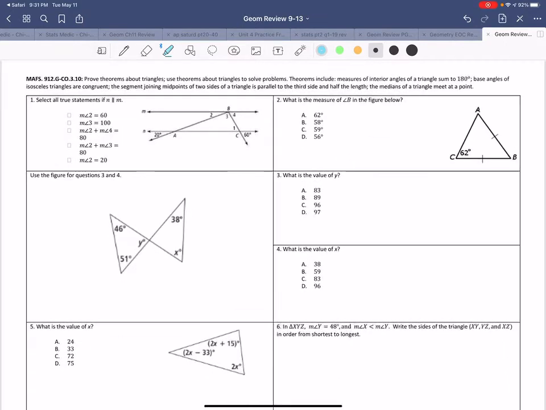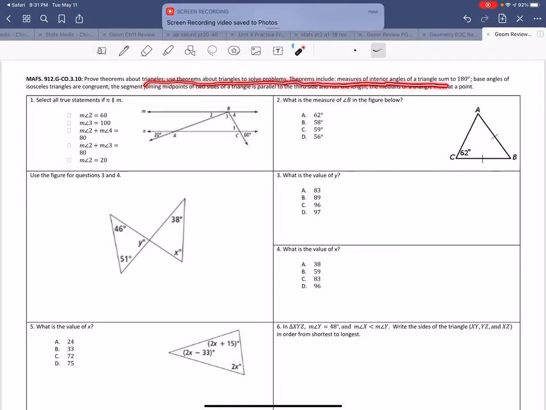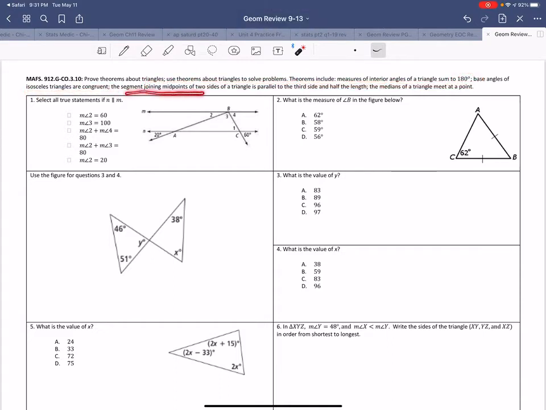It says, prove the theorems about triangles, use the theorems about triangles, and solve these problems. These theorems might include measures of interior angles, like the triangle sum theorem, base angles of isosceles triangles, segments joined by midpoints of two sides that are parallel to a third side and half the length, and the medians of a triangle to meet at a point. Ooh, so there's quite a few theorems that might come into play on this question.